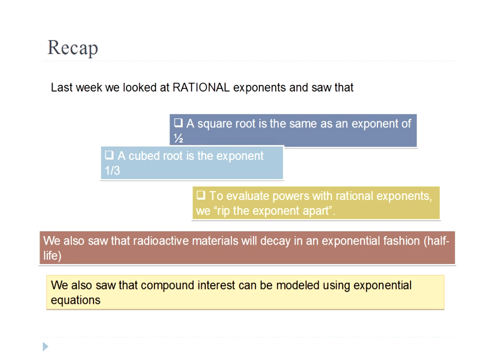So last class we looked at rational exponents. We saw that the square root is the same as exponent of 1/2. Cube root is the same as exponent of 1/3. We talked about ripping apart rational exponents to evaluate them. And we saw that half-life and compound interest can be modeled with these types of functions.